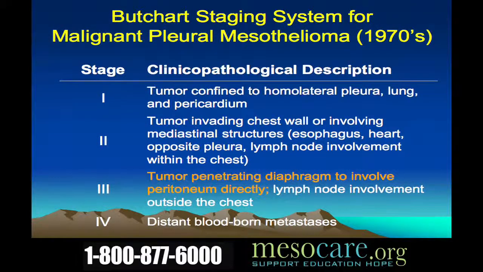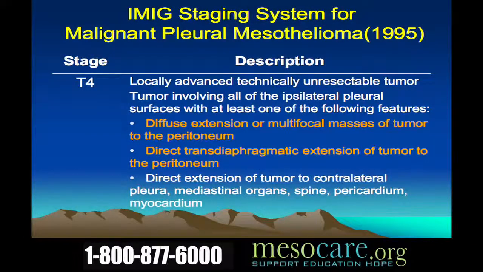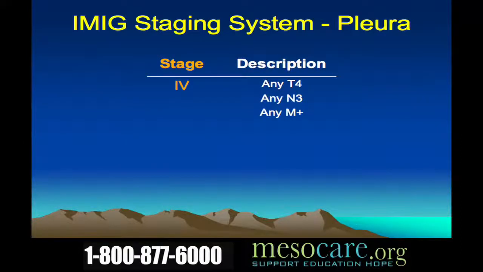In the most recent classification based on TNM by the International Mesothelioma Interest Group, an abdominal peritoneal mesothelioma would be a T4 because it goes through the peritoneum, and a T4 is automatically a stage 4. So it's really hard to work with a classification that is not representative of what we see in peritoneal disease.